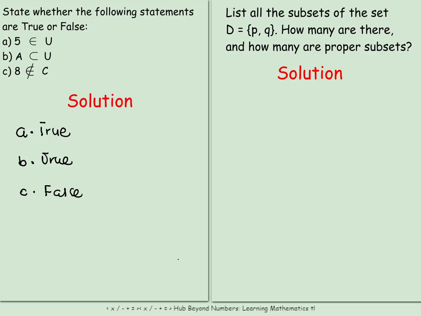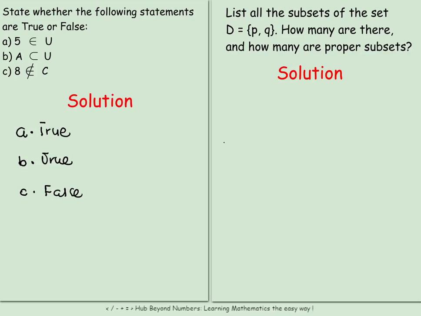For our last question here, which I'll be using to introduce a new concept, it says list all the subsets of the set D, and D has the elements P, Q, P and Q. So how many are there, and then how many are proper subsets?